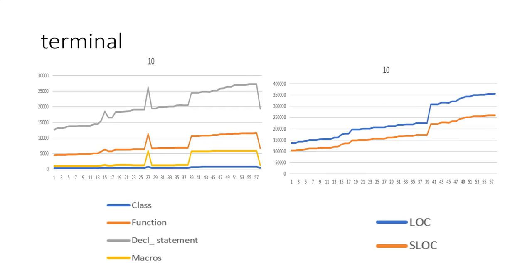Terminal had an interesting spike in one version, but the same spike is not seen in log. There was also a strange drop off in the last version, while log remained unchanged. In general, both laws apply.